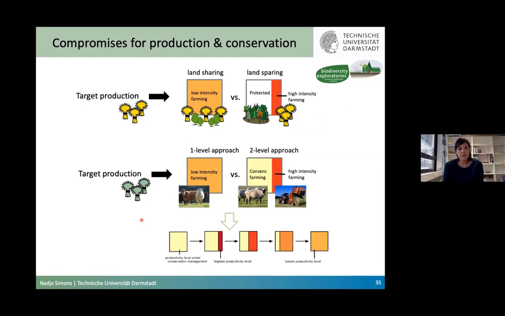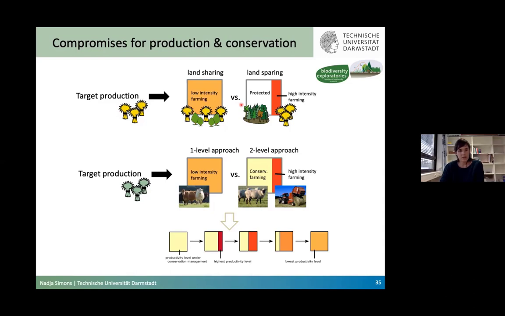Traditionally, this conflict between wanting to produce on a landscape but also conserving biodiversity has been investigated under the paradigm of land sharing versus land sparing. Land sharing usually means that the whole landscape that's considered is used for production, but it's done so very extensively, so conservation is happening on the same habitats as production. Whereas land sparing means that we're using only a small proportion of the landscape for high intensity farming and can then leave the rest of the landscape as a reserve for biodiversity conservation.